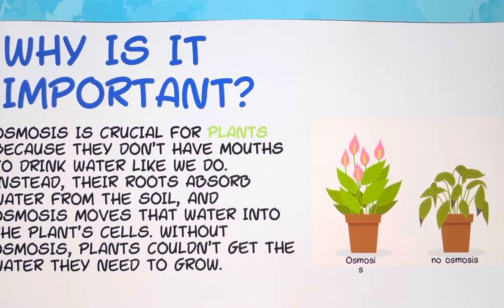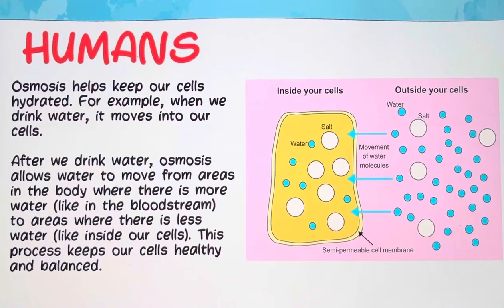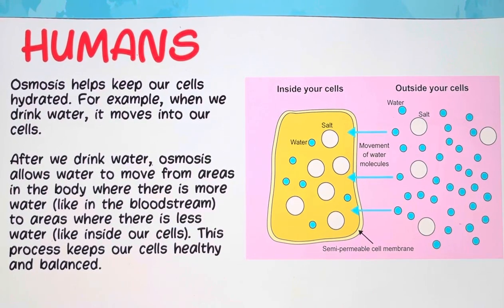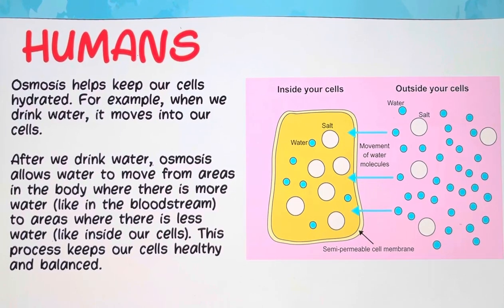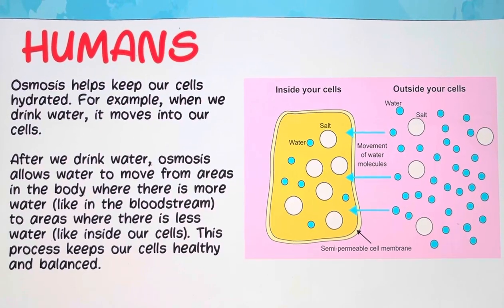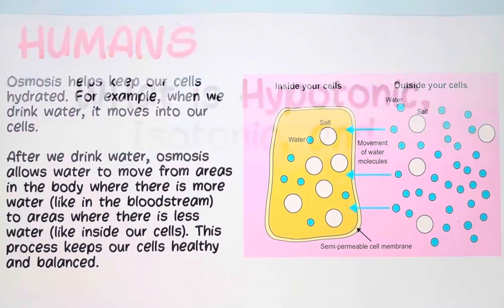For us humans, osmosis helps keep our cells hydrated. For example, when we drink water, it moves into our cells. After we drink water, osmosis allows water to move from areas in the body where there's more water, like the bloodstream, to areas where there is less water, which is inside our cells. This process keeps our cells healthy and balanced.